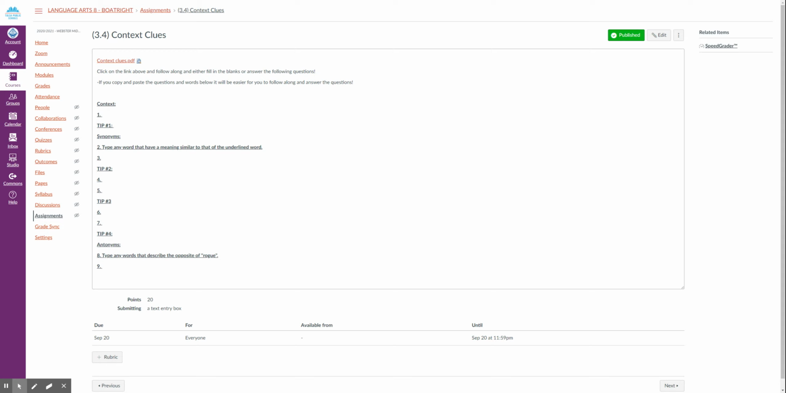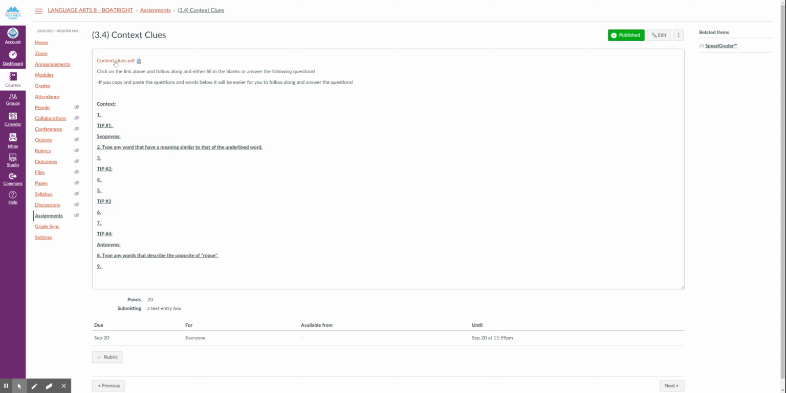Okay, so once we get to context clues, you're going to notice all of these words and numbers over here, and you're probably wondering what the heck are they? So these are actually going to be the questions and words that we're going to fill out as we go along. Okay, so the assignment is click on the link above and follow along and either fill in the blanks or answer the following questions. Okay, so please, when you guys answer these questions, just highlight it all, copy it, and then paste it when you click the submit assignment button.